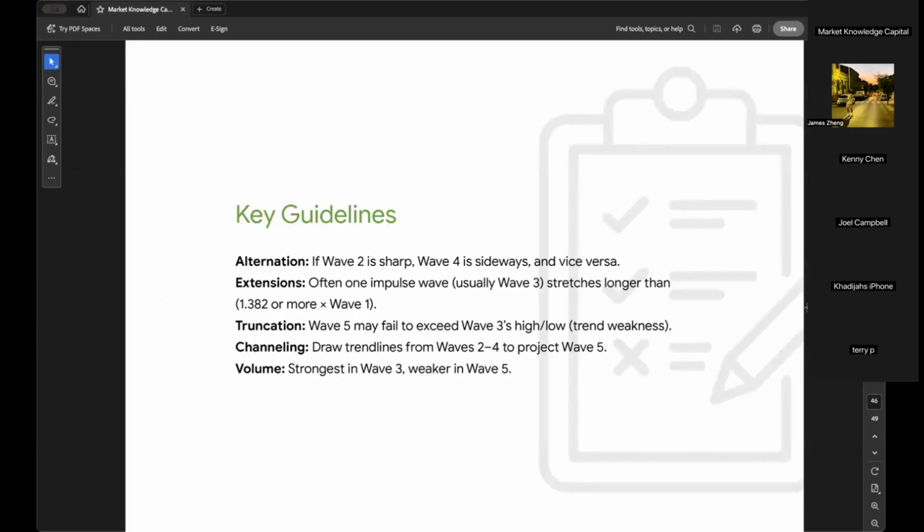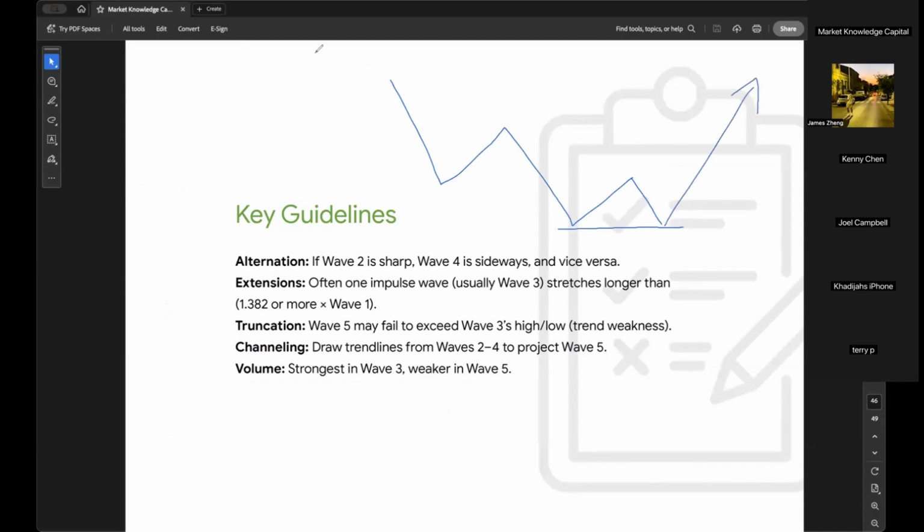And the truncation. So truncation, we spoke about this a couple of weeks ago. Sometimes wave 5 won't exceed past wave 3. So if you've got wave 1, 2, 3, 4, many times you might get 5 and it might only go to the lowest point of wave 3 and then the trend will reverse from there.